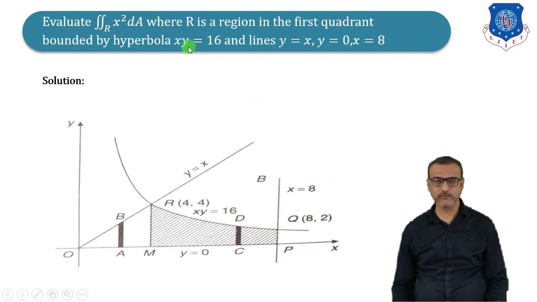So if you replace y by x over here, it will become x square equals 16. So the value of x equals plus minus 4. But here we are interested in the region in the first quadrant only. So we are neglecting x equals minus 4. So x equals 4. We have y equals x, so the value of y is also 4. So this intersection point will be (4, 4).